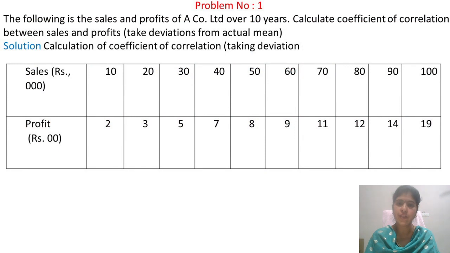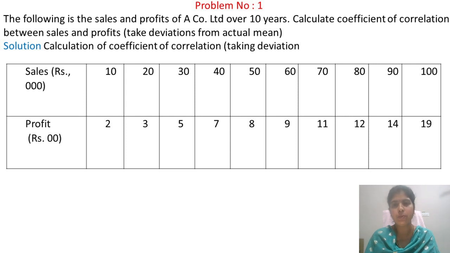See, regarding the first example, the following is the sales and profit of a company limited over 10 years. Calculate the coefficient of correlation between sales and profit taking deviation from actual mean. See, regarding the solution. Calculations of coefficient of correlation taking deviation.